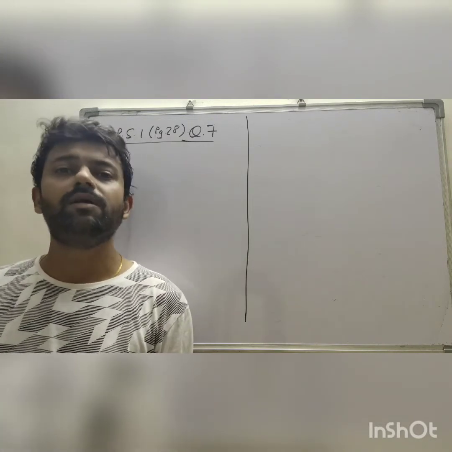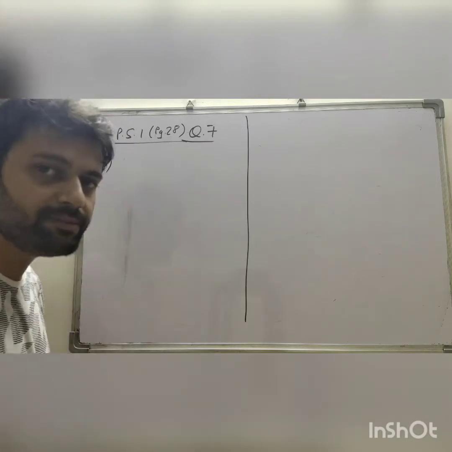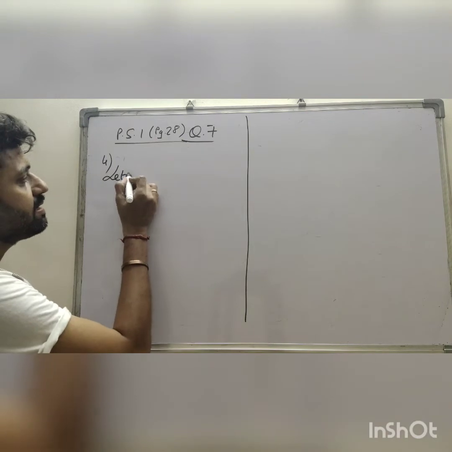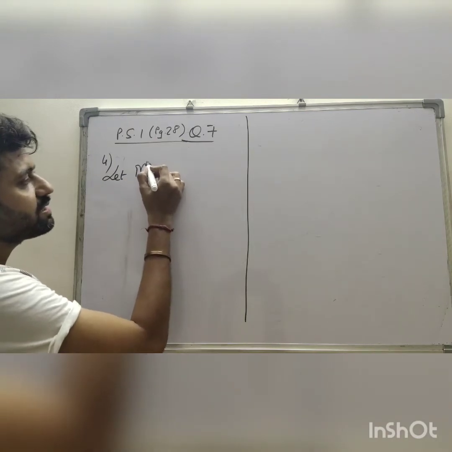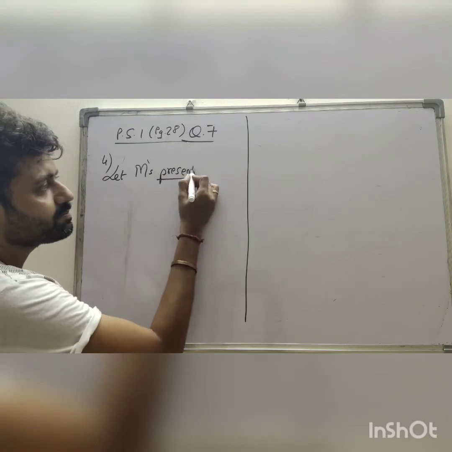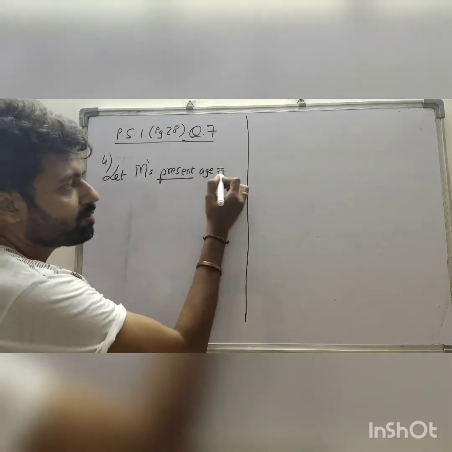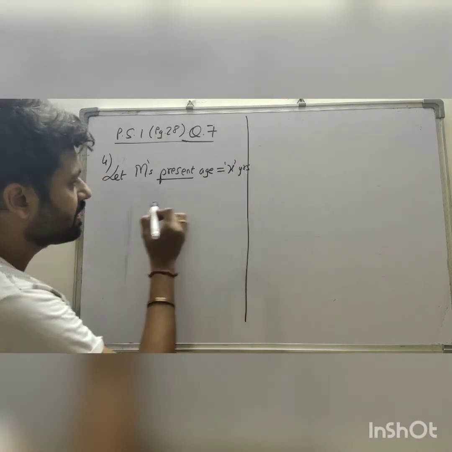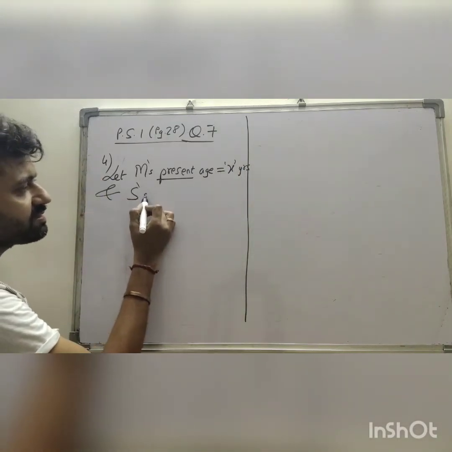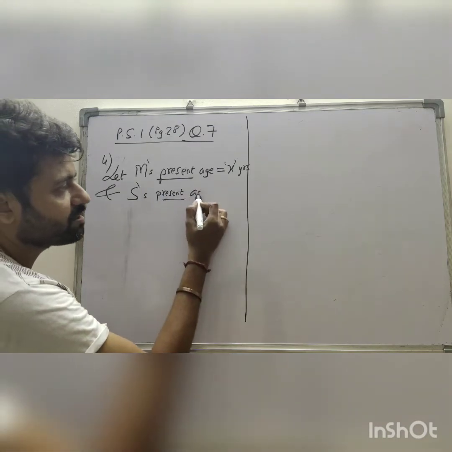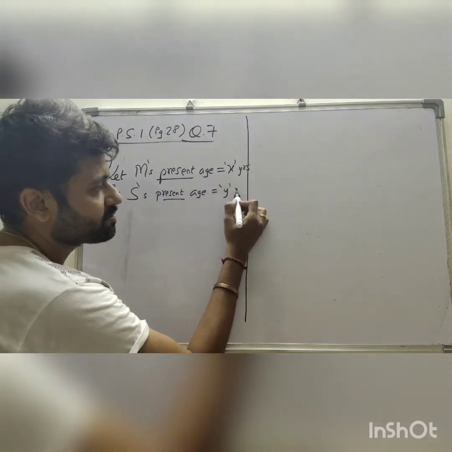So whenever the sum comes on ages, always remember the assumption to be written as: let Manish's present age be, always use the word present, x years, and Savita's present age be y years.